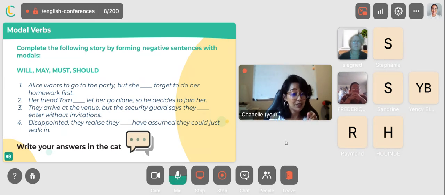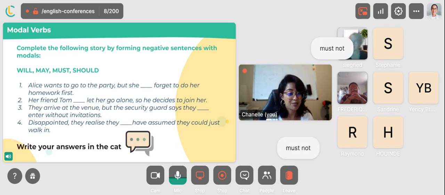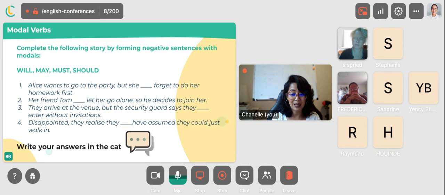So pour une petite indice, elle ne doit pas oublier. What is that word that we are going to use? Thank you, Sandrine. She mustn't forget to do her homework first. Thank you, Stephanie. Thank you, Raymond. Let's look at number 2.